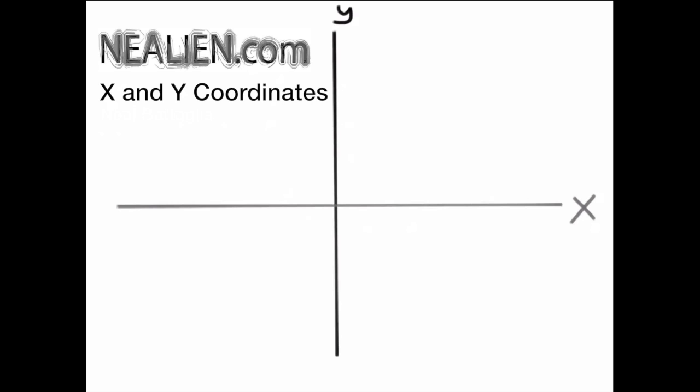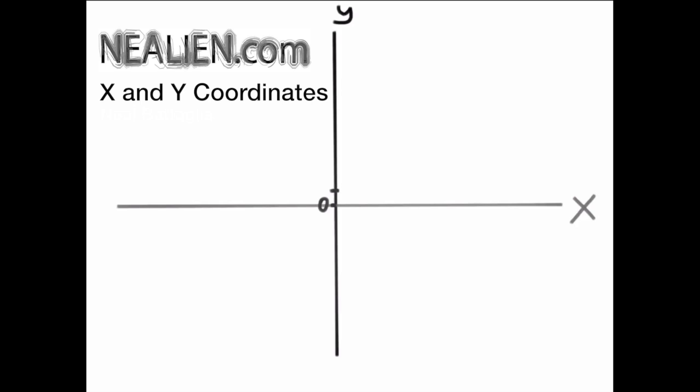So we've got the y-axis, which is vertical, in black, and the x-axis in gray, which is horizontal. The center is the point 0, 0, so it has an x-coordinate of 0 and a y-coordinate of 0.